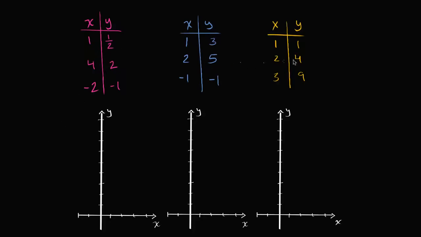So I have three different relationships here between x and y, and I want to think about which of these, if any, are proportional relationships. And then I want to graph them to see if we can see anything visually that makes them obviously proportional.